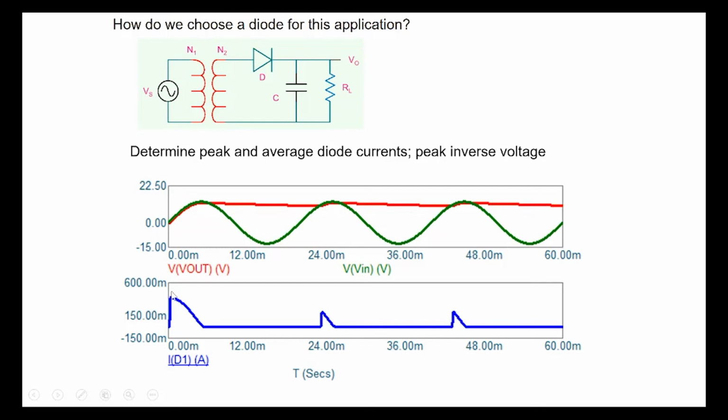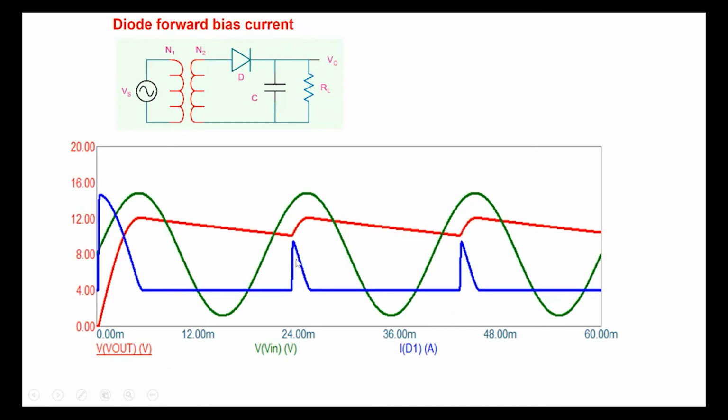So we're not really interested in this particular part, we are interested in the steady state part here. Note that the diode is turning on for a very short period of time and basically supplying the charge that has been lost by the capacitor during this period here. Okay, so let's look at it in more detail here.